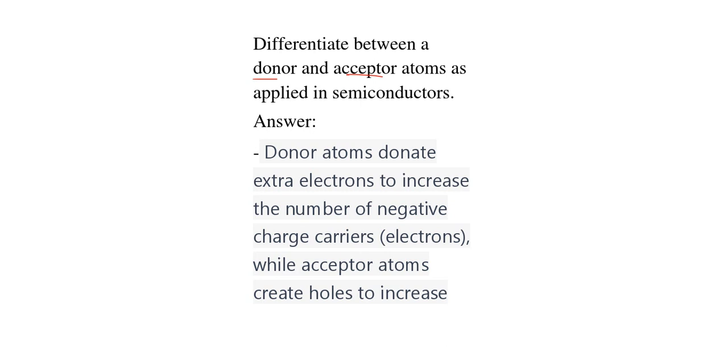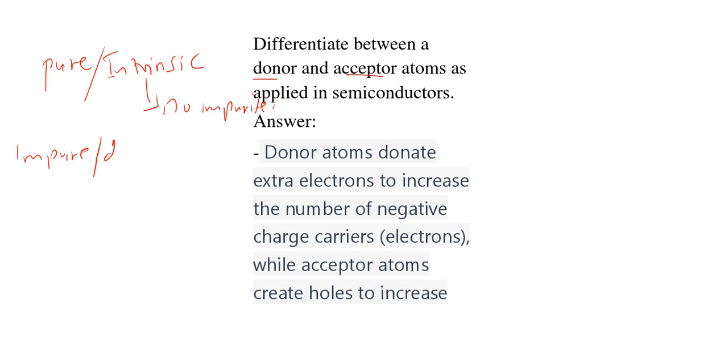As you know, in semiconductors, we start with the pure semiconductors. Pure semiconductors are also called intrinsic, and these are semiconductors that have no impurities. In short, they have not been doped. Then the other semiconductor, we have the impure, or else we can say the doped, and the term that is used is the extrinsic.